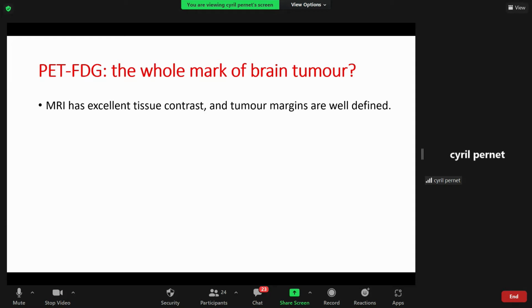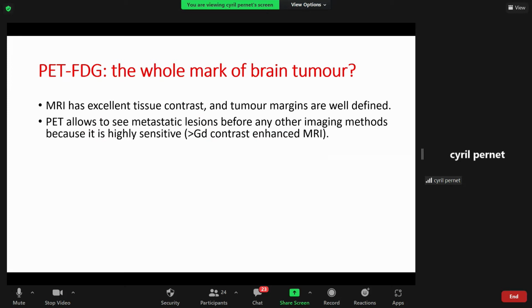So we all know that MRI is excellent for tissue contrast. I say tumor margins are well defined. Well, this morning you kind of discussed that during the segmentation, relatively well defined, let's say. But PET also allows you to see metastatic lesions even before any imaging methods. That's because it's highly sensitive, for instance, way more sensitive than gadolinium. It also has different functional characteristics. So that's one of the big things of using PET.